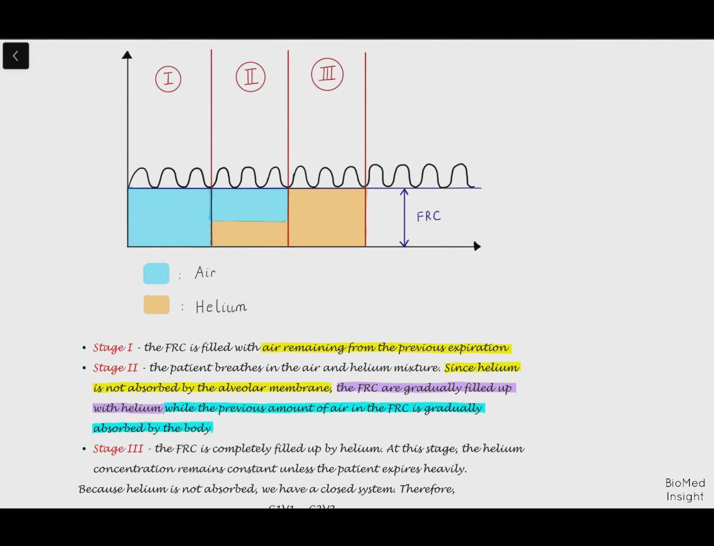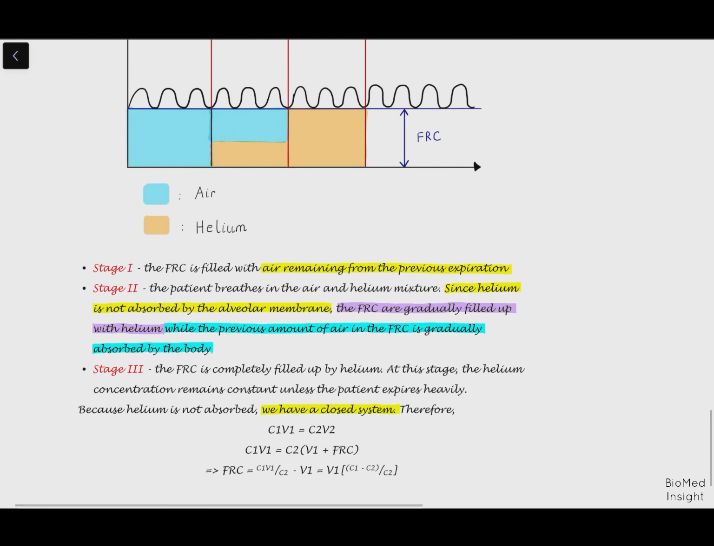Because helium is not absorbed, we have a closed system and can apply the formula C1V1 equals C2V2, where C represents concentration and V represents volume. V2 also equals V1 plus the functional residual capacity. Rearranging the original dilution equation, we obtain a result for FRC, where FRC is a function of V1, C1 and C2. The advantage of this technique is that it is relatively inexpensive and easy to perform.